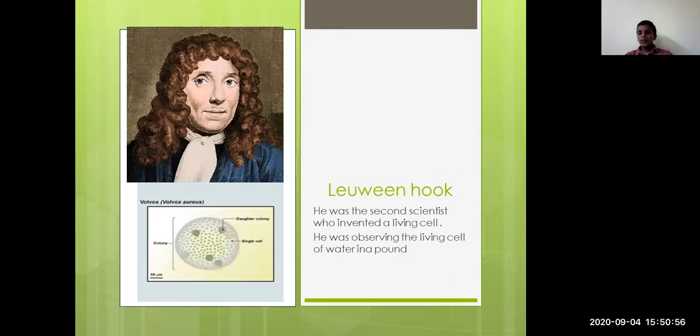Next, Leeuwenhoek. He was the second scientist who discovered cells. His success was that he found a living cell. He was observing the water in a pond and observing the cells in the water of the pond. You can see here Leeuwenhoek and the cell he discovered, Volvox.